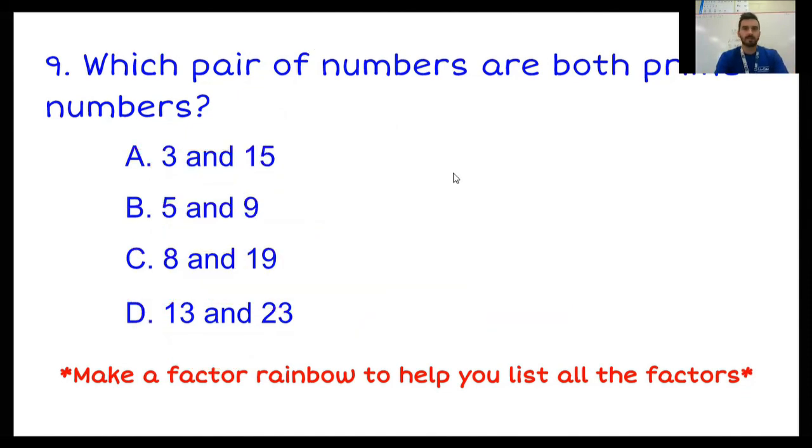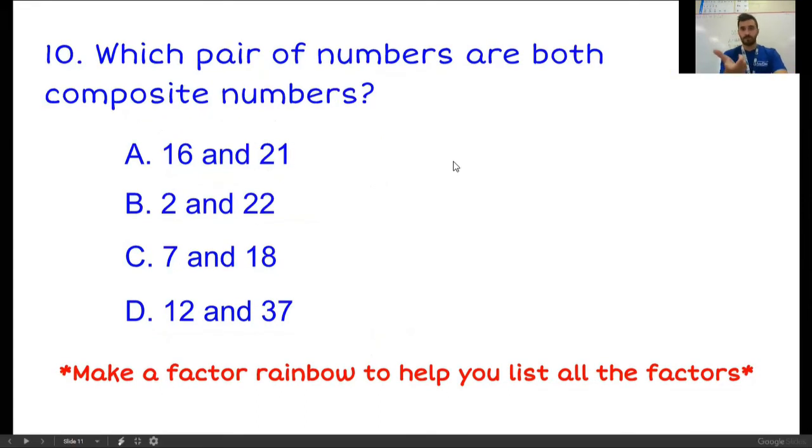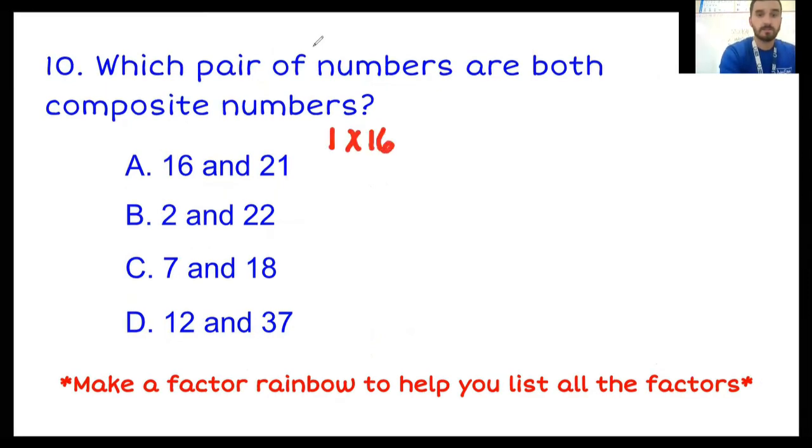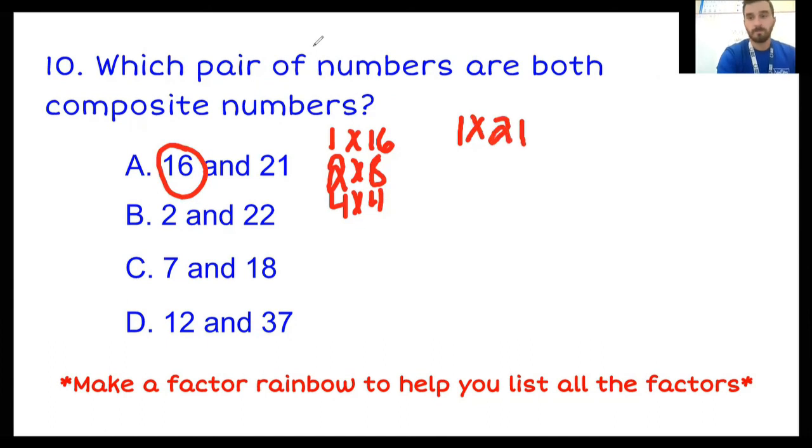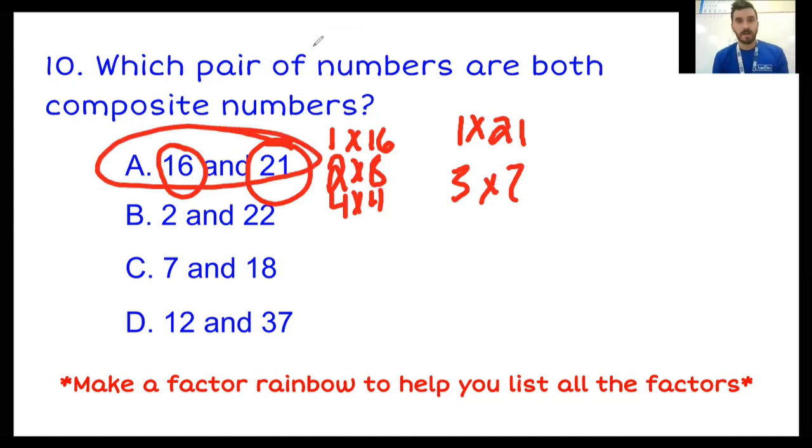And last but not least, number 10, just the opposite this time. It says, which pair of numbers are both composite? Just because they are even does not make it composite. If I'm looking at A, 16, I can do 1 times 16, 2 times 8, 4 times 4. That is definitely composite. 21, I can go 1 times 21 and 3 times 7. Also definitely composite, which would be my answer.